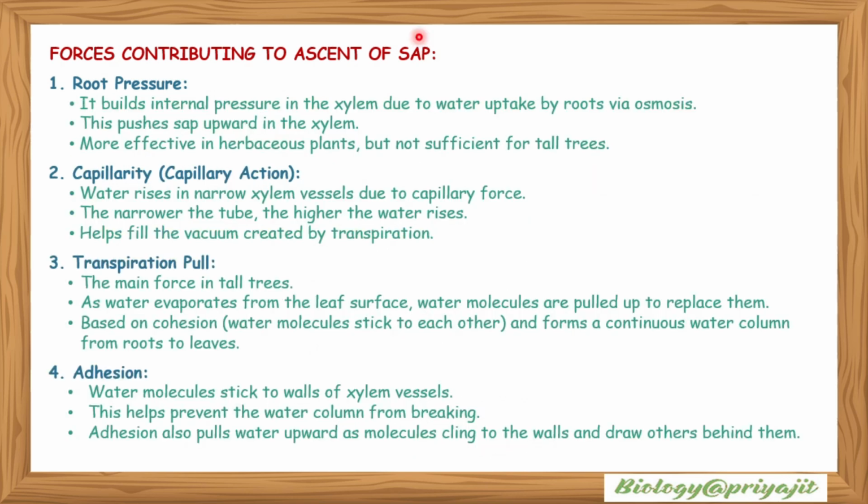Forces contribute to ascent of sap. Root pressure: it builds internal pressure in the xylem due to water uptake by roots via osmosis. This pushes sap upward in the xylem. It is more effective in herbaceous plants but not sufficient for tall trees.